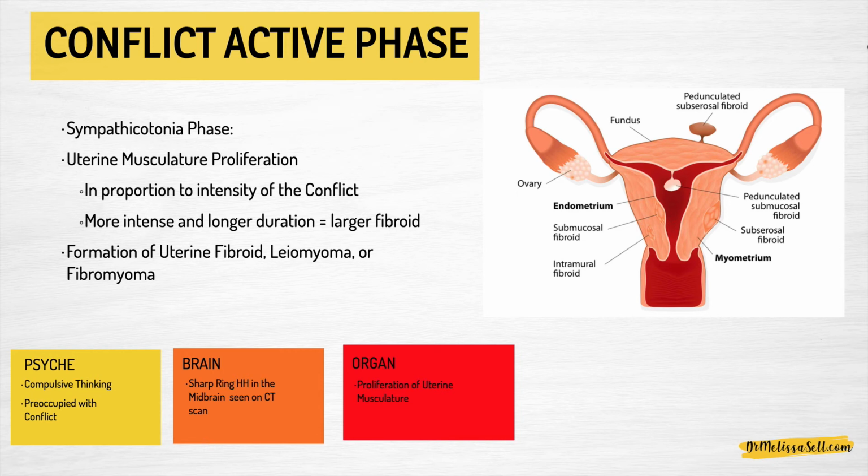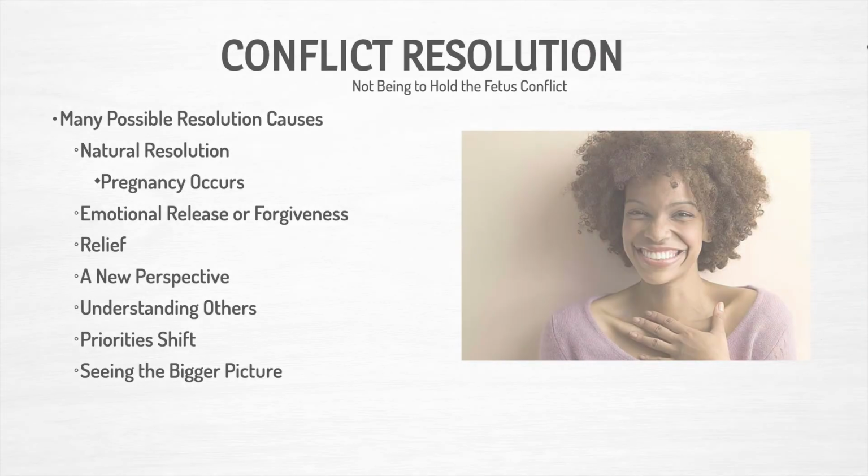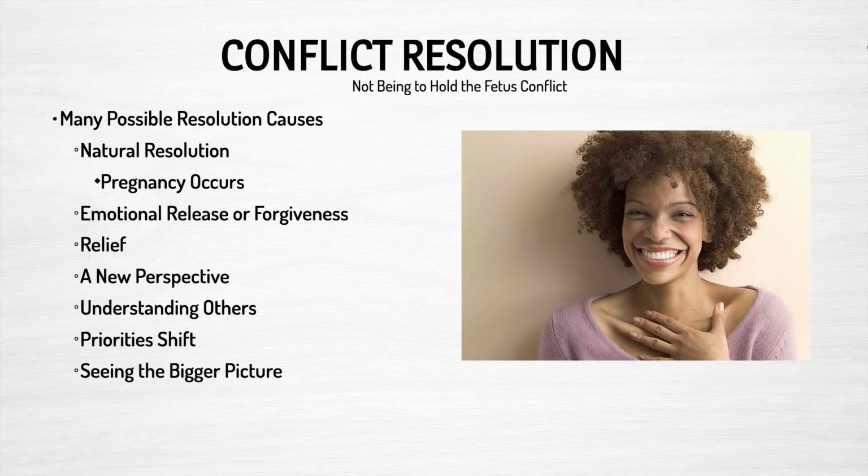And this is what forms what are known as uterine fibroids. So we can maybe call the uterine fibroid a leiomyoma or a fibromyoma. And so the more intense, the longer the conflict, the larger the fibroid. Conflict resolution, like I said, is very similar to the previous conflict. You're going to find a way to resolve the conflict, whether naturally or by a shift in your perception.